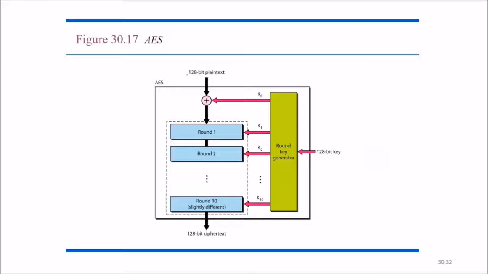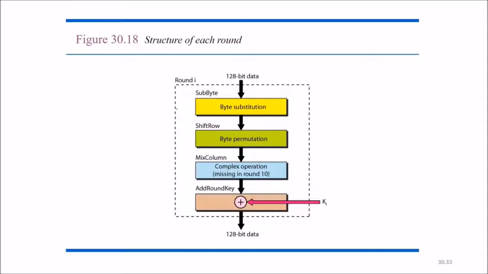In this AES, what we do here is we have a 128-bit plain text. This is the 128-bit key, and this is the round key generator. So first it is applied here, and then we get the first phase. We apply it with K1, say rounds 1 to 10, with all the keys, and then we get the 128-bit ciphertext.